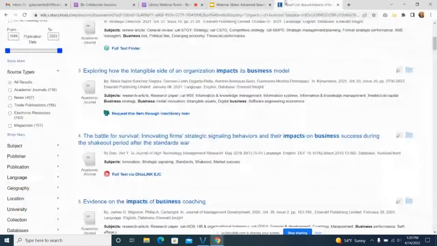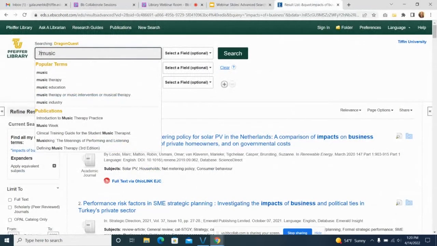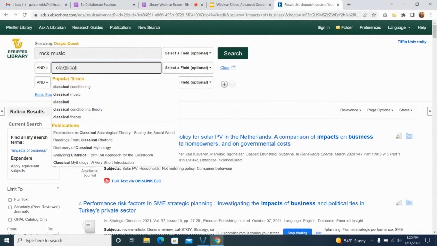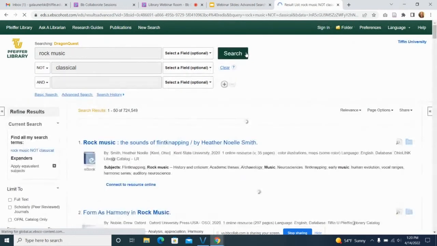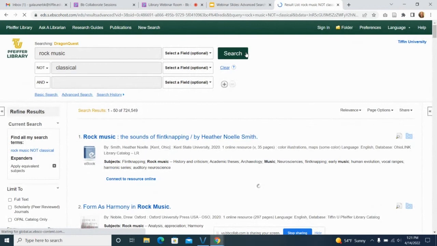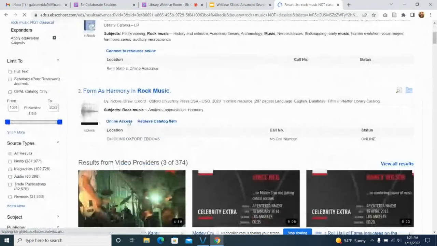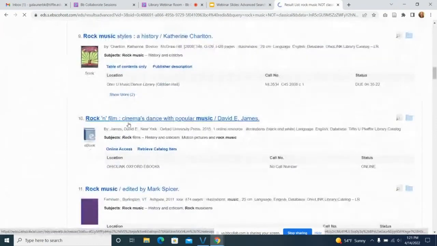So it's very good for helping you eliminate searches. I'll show you briefly how that works. I'm going to take this out. I'm going to put in music. Actually, I'll put in rock music. And then I'm going to put classical. The Boolean operators are located here. You want to use the first one, select not, and then hit search. And then you'll see there are results pertaining to rock music, and you'll notice that there's nothing really about classical music in your results.